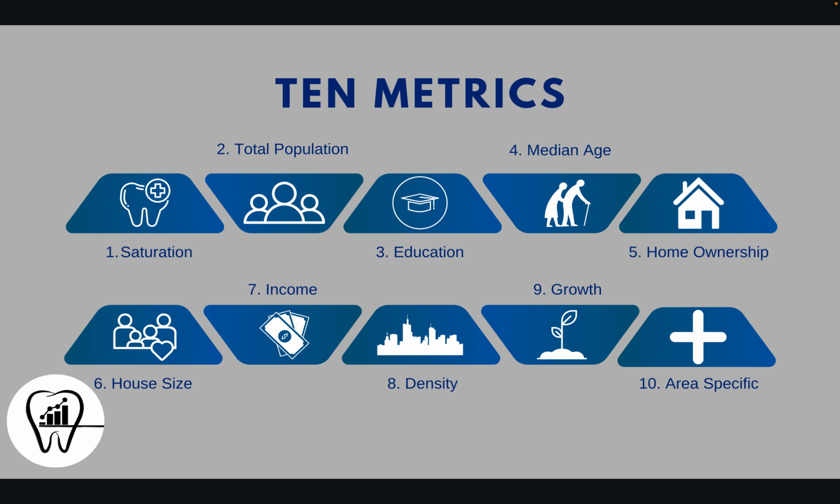So you're going to look at saturation, total population, education of the population, the median age of that population, how many of those people are homeowners, the house size, the income, the density of this population, and how much that population is growing. So those are going to be the first 9.